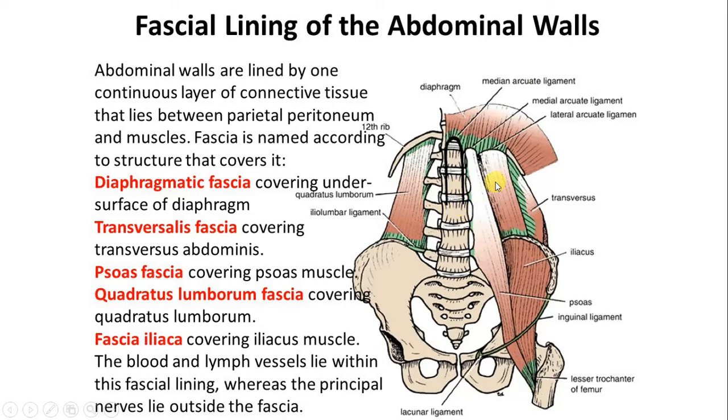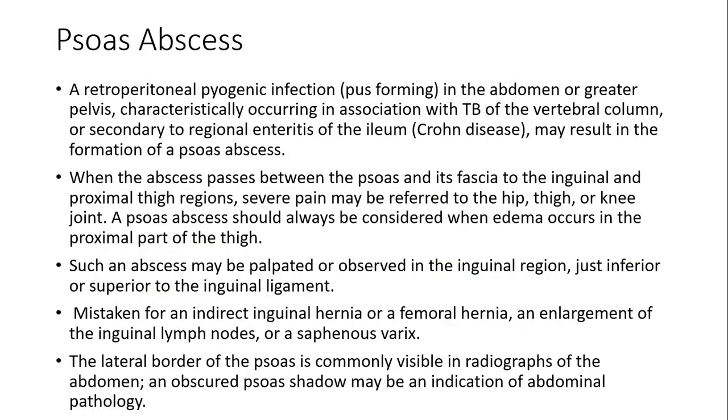It is also involving the lumbosacral plexus, the nerves originating from the lower lumbar plexus, especially the lumbar plexus. When this is involved, the pain will be referred to the hip joint, to the thigh, and to the knee joint. So it is the involvement of the nerves in the lumbar plexus.